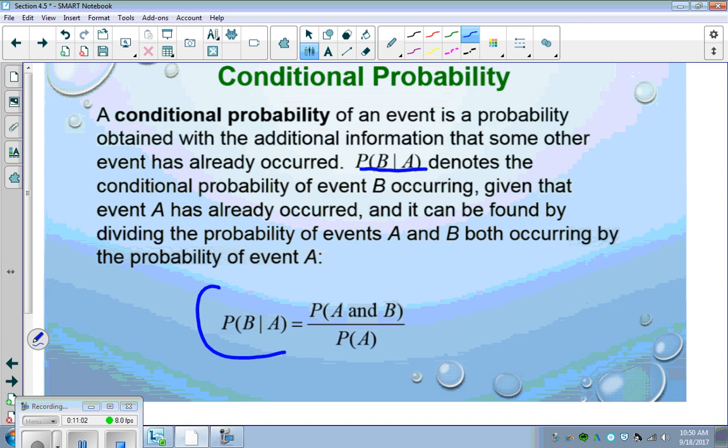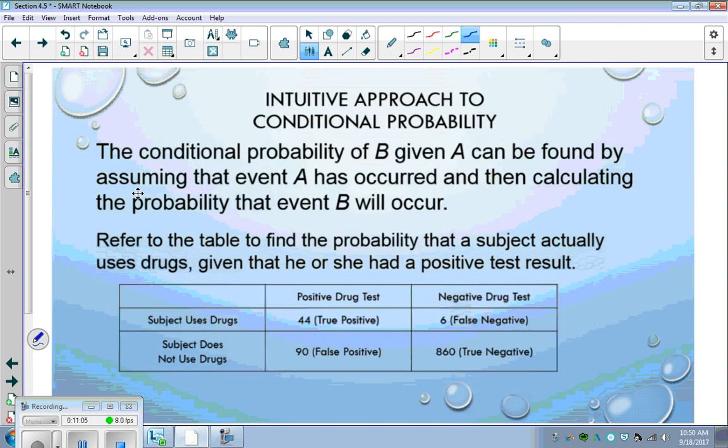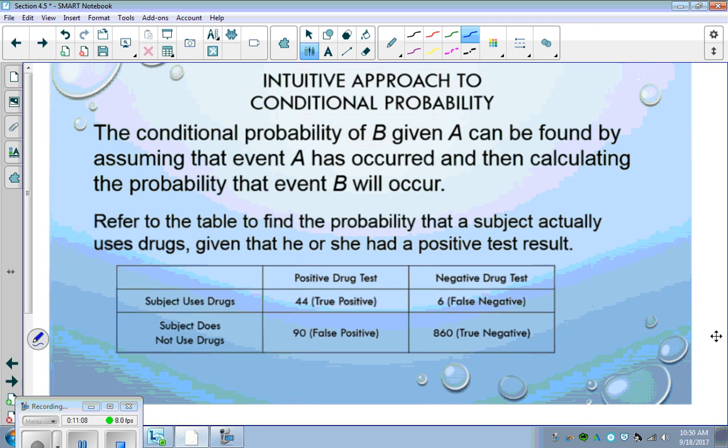So let's take a look at one that I think is much easier intuitively. The conditional probability of B given A can be found assuming that the event A has occurred and then calculating that event B will occur. So here's our good old table of these are actual tests again, whether somebody has been tested for drugs, whether they do or they don't, and then we have the false positives, the true positives, the false negatives, and true negatives.